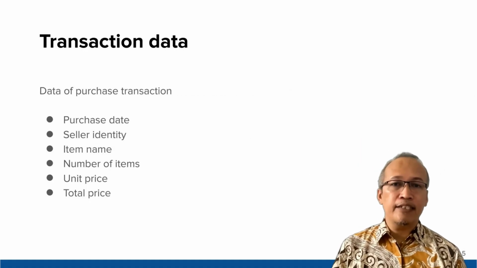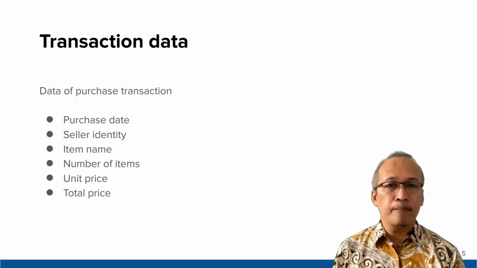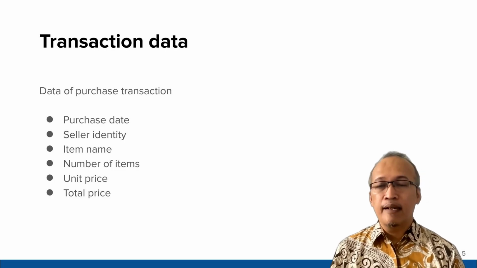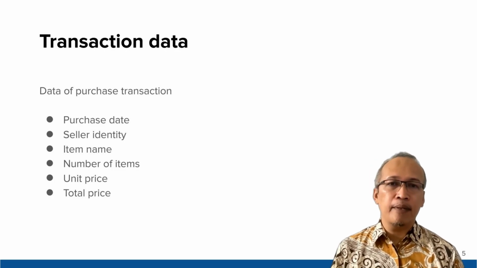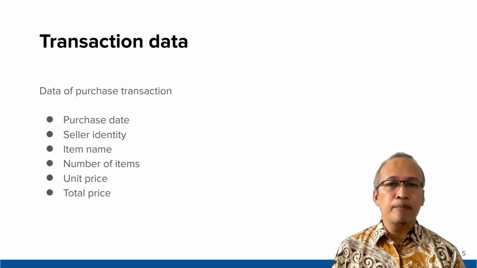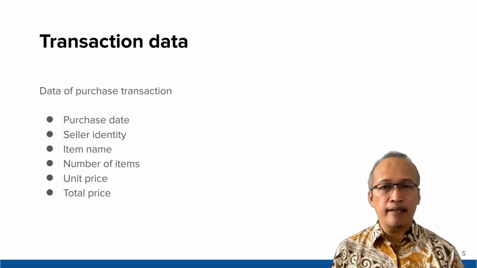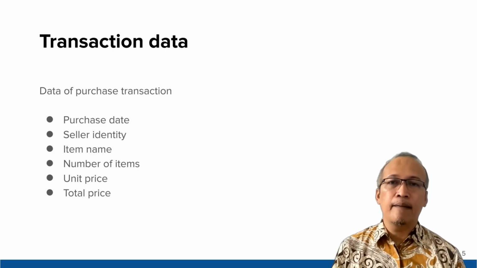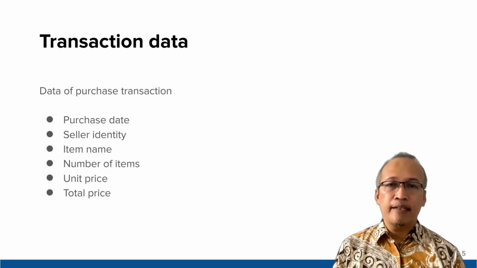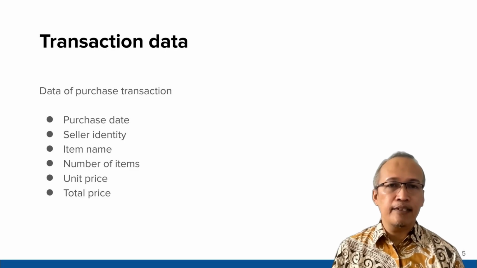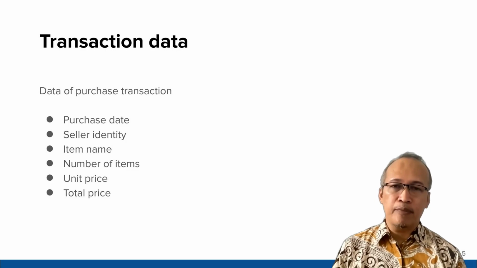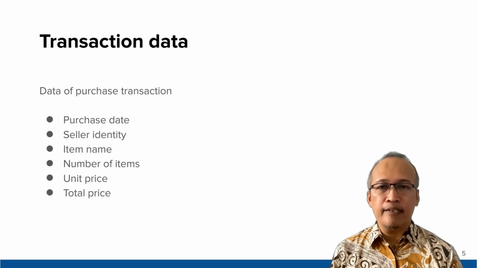What does transaction data actually look like for a purchase? Here's an example. A record of a purchase transaction might include the purchase date, when did this happen, the seller's identity, who sold it, the item name, what was purchased, the number of items, how many, the unit price, how much per item, the total price, grand total. This is the kind of information blockchain stores. It's like a permanent tamper-proof receipt that nobody can secretly alter after the fact.